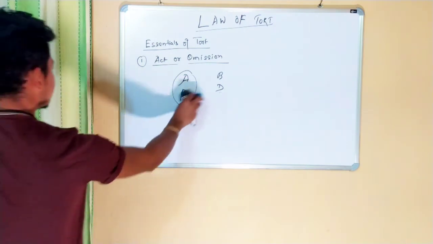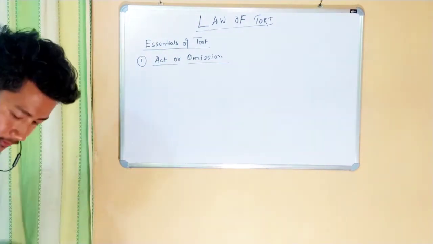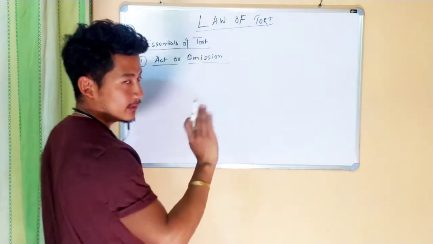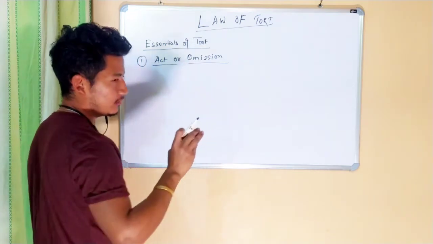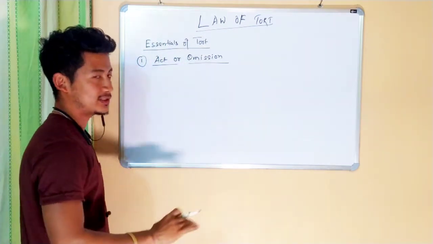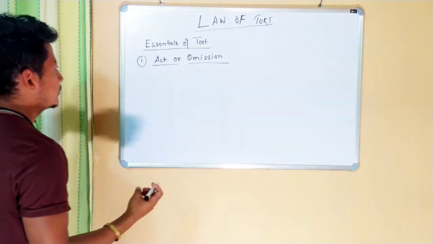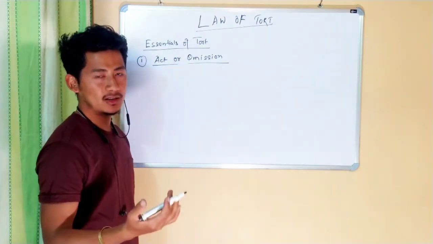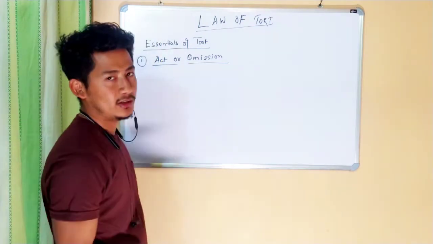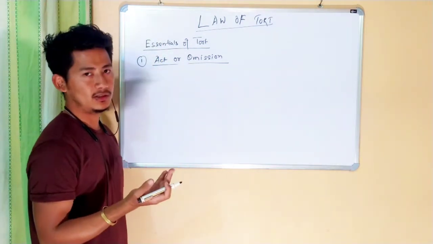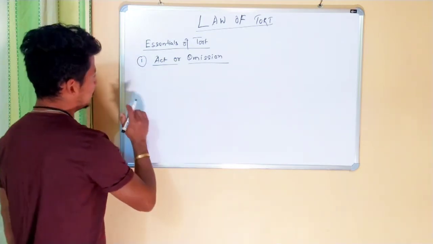And so number two, there has to be an act or omission on the part of the defendant which is harmful for the plaintiff, and so the plaintiff gets the right to sue the other person. If a person does not do anything, then obviously the plaintiff will not have a right to sue the other person, right? So that's what I mean.